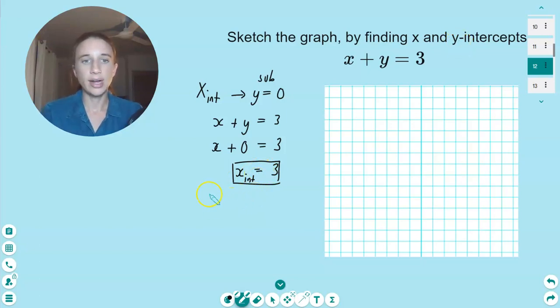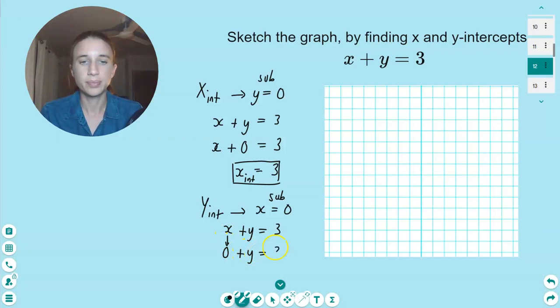Now we can find the y-intercept. The y-intercept is the point where x equals 0. So you're substituting in x equals 0 into that equation. And you can write the equation every time if you like. So just make sure x is 0. And that just means the y-intercept is 3.